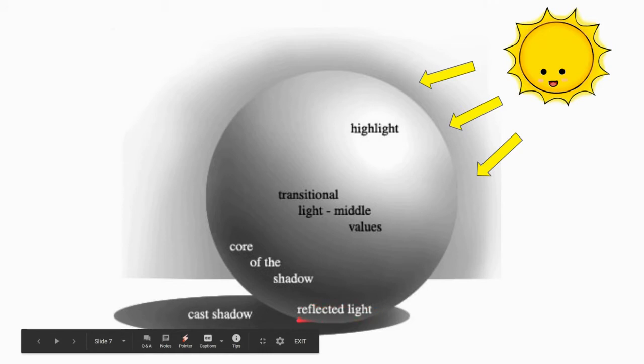That's what creates this lighter edge between the core of the shadow and the cast shadow down here. That reflected edge is light that is bouncing from the table onto the sphere from this angle.